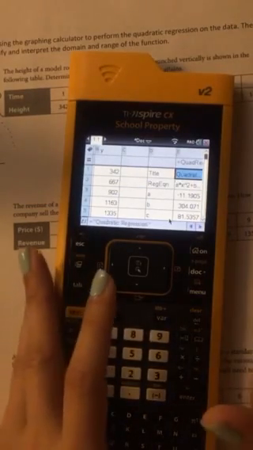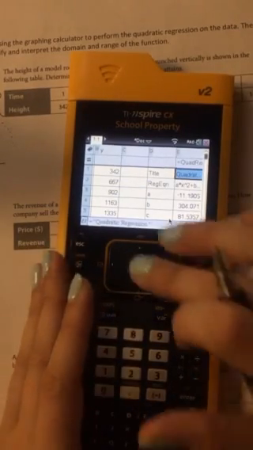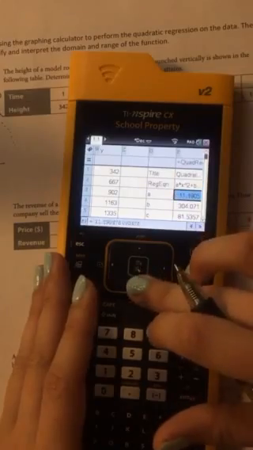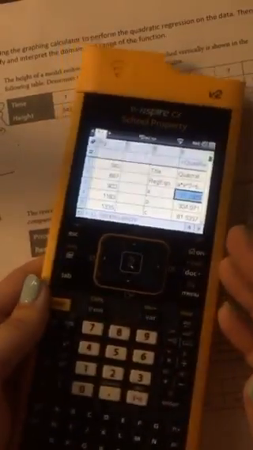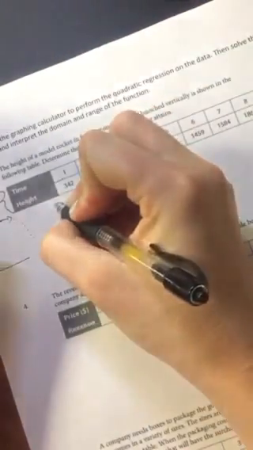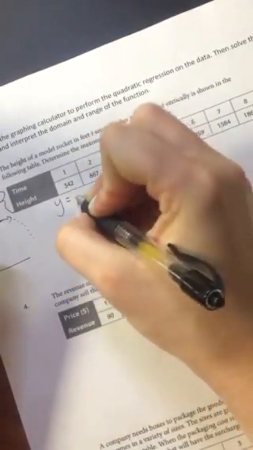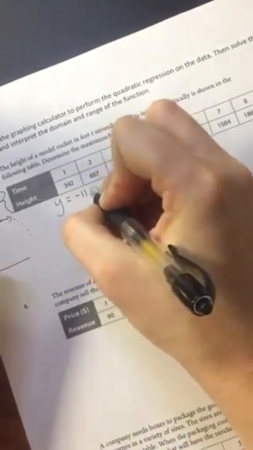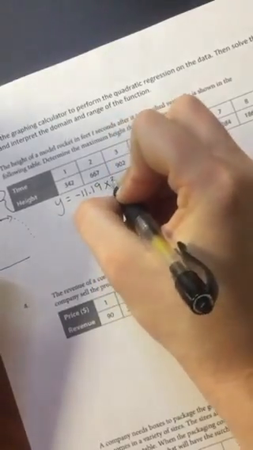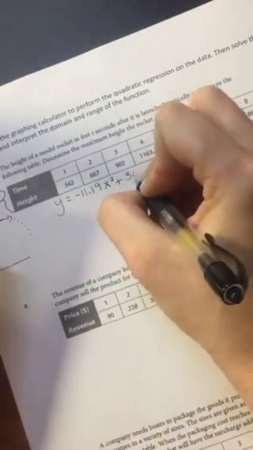So now I'm going to come over here and I'm going to see that this is my best fit line. So I'm going to go ahead and move this so we can now look at my paper. So my regression equation is negative 11.19 x squared plus 304.07 x plus 81.54.